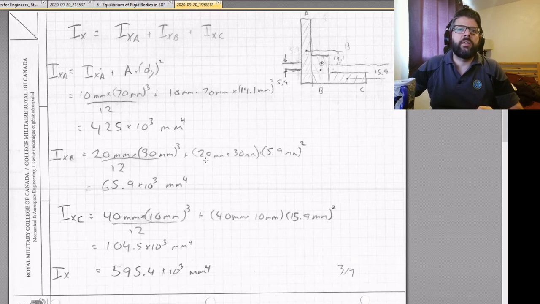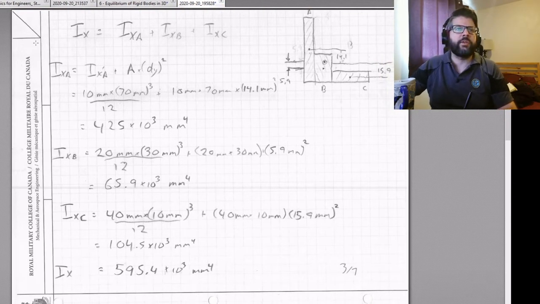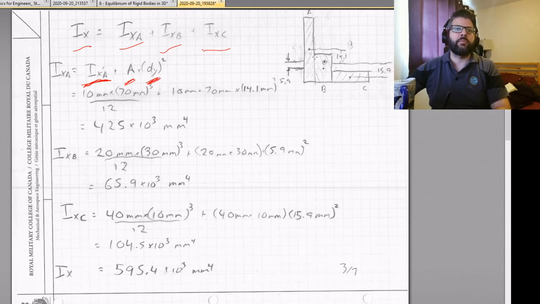So, next up, let's start with Ix. So Ix can be found just looking at the combination of the contribution from A, the contribution from B, and the contribution from C. And each of those can be found by their individual inherent Ix's, the Ix prime for A, plus the area of that component times the distance between the centroid of that component and the centroid of the overall structure, squared.